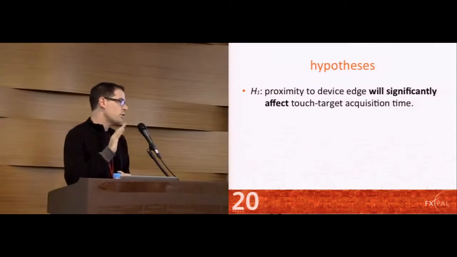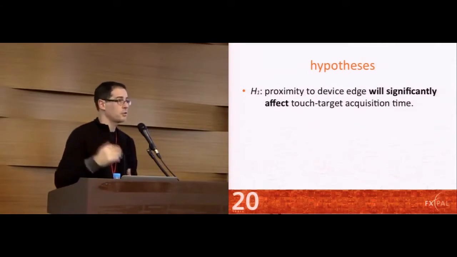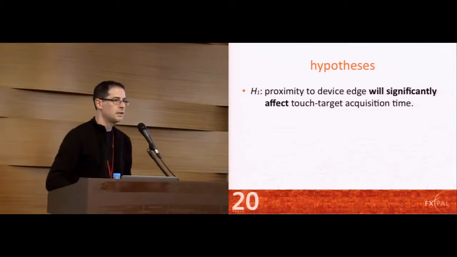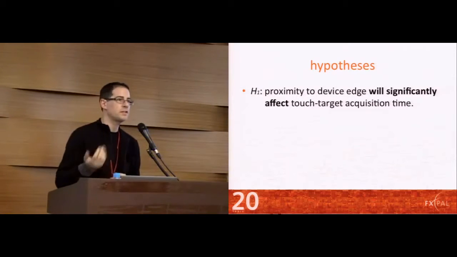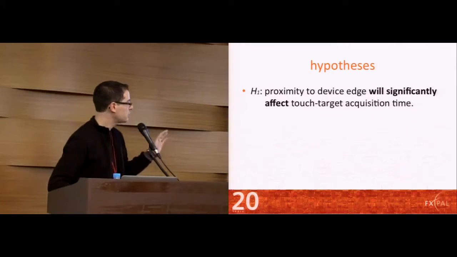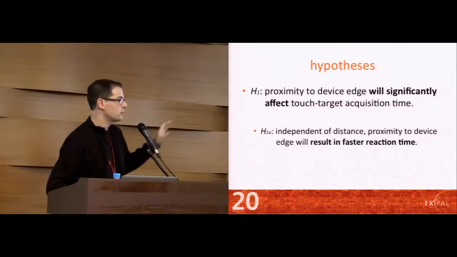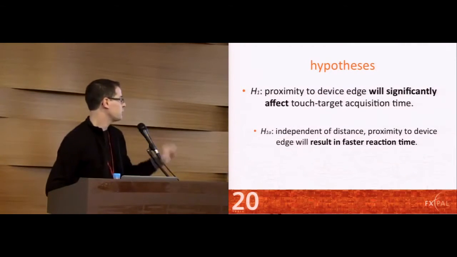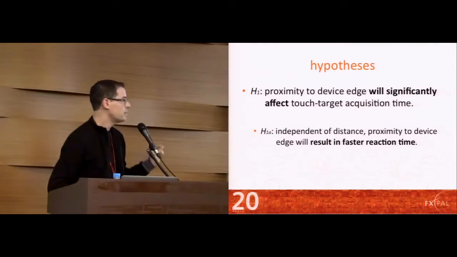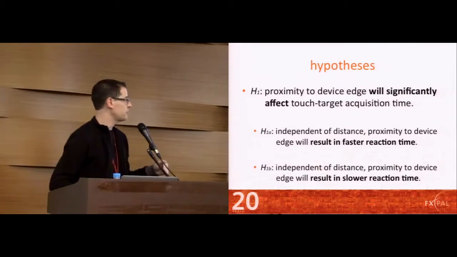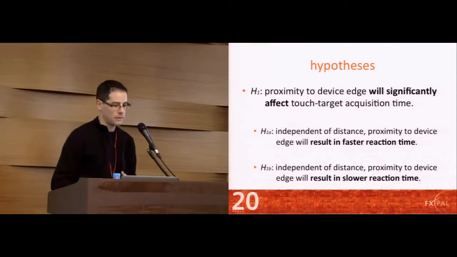So the first hypothesis basically says that we'll reject the null hypothesis. It says that being close to the edge will have an impact on performance. Now you can immediately think of some reasons why it will help performance and some reasons why it will hurt performance. So I'll also list two sub-hypotheses here. The first one, which is H1A, says that independent of distance, the proximity to the device edge will make your response faster. And the second one is the converse, says independent of distance, the proximity to the device edge will hurt your performance. Okay?